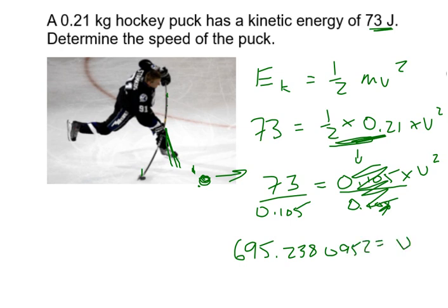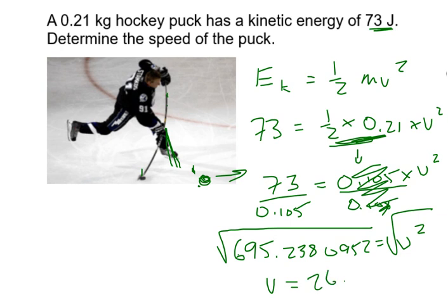695.2380952, and that equals. How do you undo a square? Square root. So then the last step would be to square root both sides. And since I'm not done my work, I really shouldn't round this number yet. Because this number is not my final answer, I really shouldn't round until I'm finally done. So if I take that whole answer and square root it, I get to this.